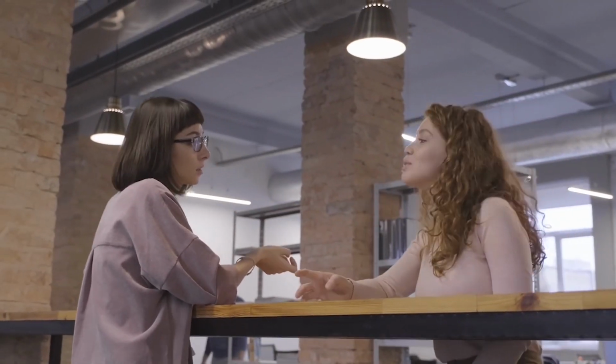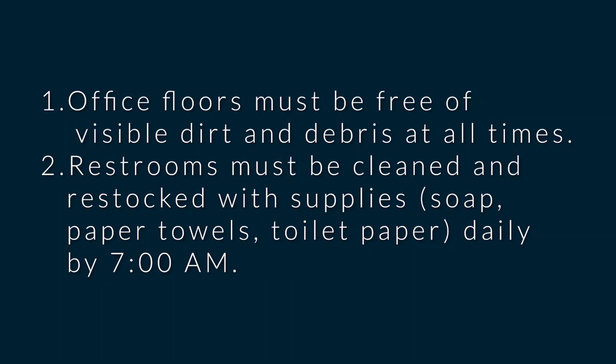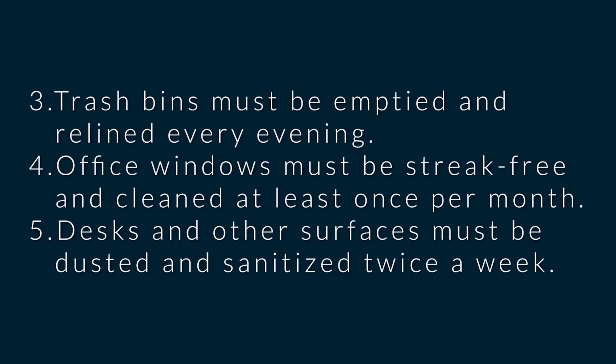Here is an example of how sometimes that is not clearly stated, but you can see it. Let's say you get a cleaning contract and the specifications are something like: office rooms must be free of visible dirt and debris at all times. Restrooms must be cleaned and restocked with supplies, so soap, paper towels, toilet paper, daily by 7 a.m. Trash bins must be emptied and realigned every evening. Office windows must be streak-free and cleaned at least once per month. Desks and other surfaces must be dusted and sanitized twice a week.